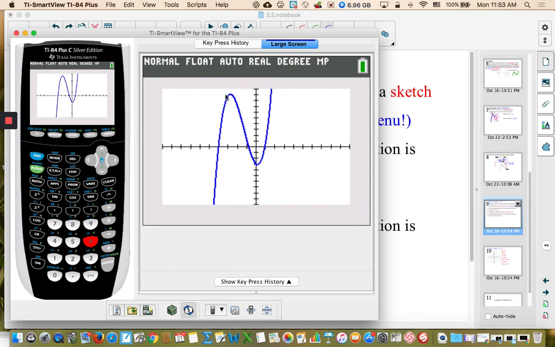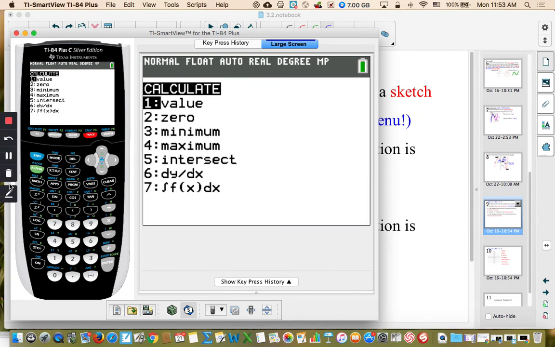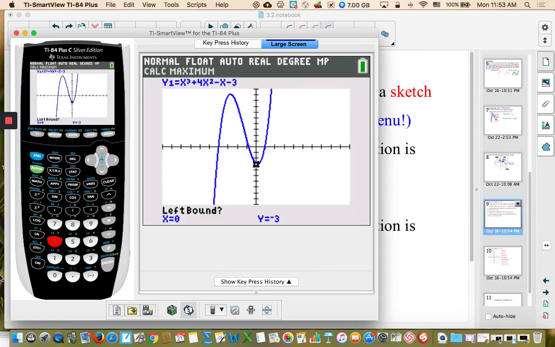Well, the maximum is this point up here. And I don't want to just guess where it is. I want to find it accurately. So hopefully you remember how to do this on your calculator, but if not, here's a reminder. To find that maximum, I'm going to press second trace, and I'm going to go down here to number 4, which is maximum. So I'm just going to press 4.